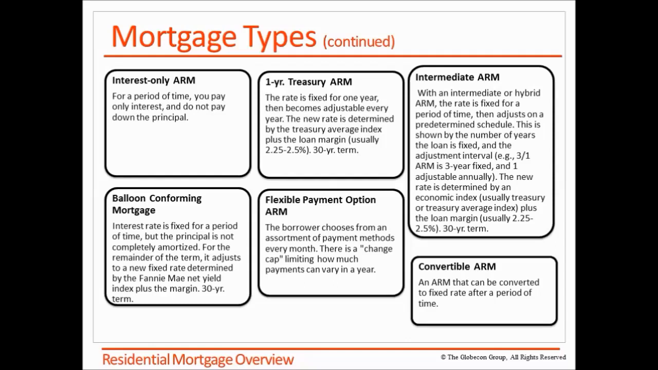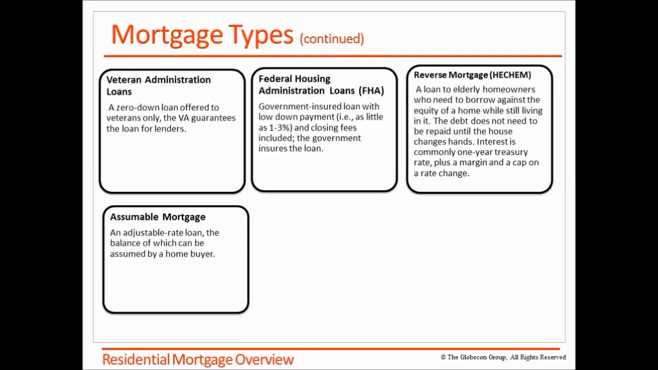And then we have a convertible ARM. It is an ARM that can be converted to a fixed rate after a period of time. So this is a loan that might have an adjustable rate for the first few years, and then after that it has the option to switch to a fixed rate over that period of time. So that could be a good option for a lot of people.